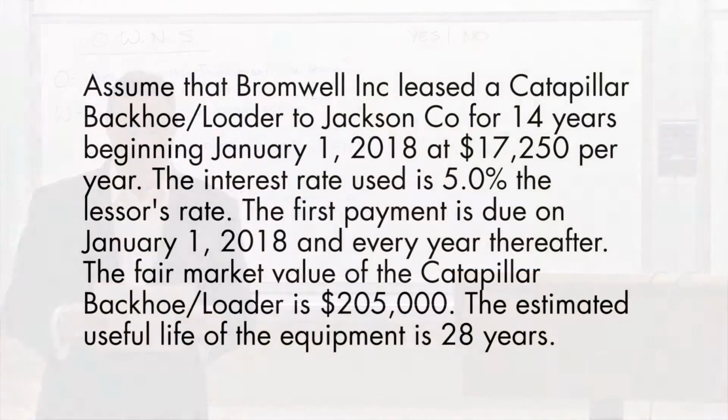So we have Bromwell, and they're going to lease a Caterpillar backhoe to Jackson for 14 years beginning in January, and they're going to have to pay $17,250 per year for that. The interest rate that is applicable is 5%. First payment is due upon the signing of the lease. The fair market value of the equipment is $205,000, and the estimated economic life of that equipment is 28 years.